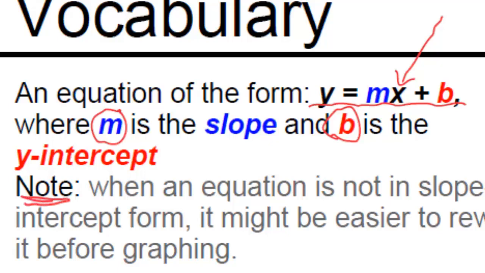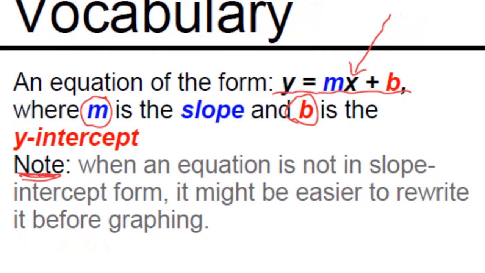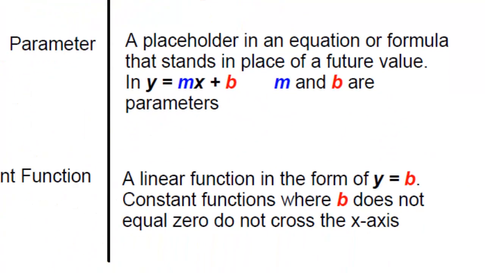Take a little notice of this note here. When an equation is not in slope-intercept form, it might be easier to rewrite it before graphing. Next word here we have is a parameter. It's simply a placeholder in the equation or formula, and it stands in place for a future value that's going to come in. So in our equation, the m and the b are the parameters. They're waiting for some input values.